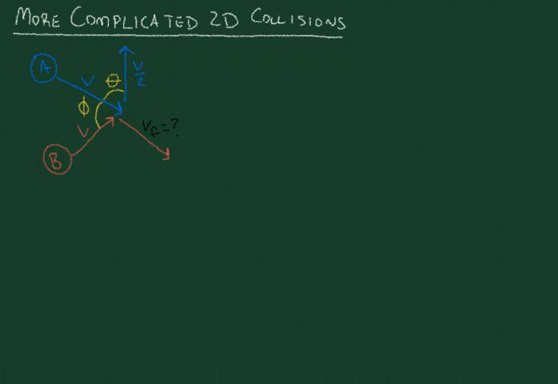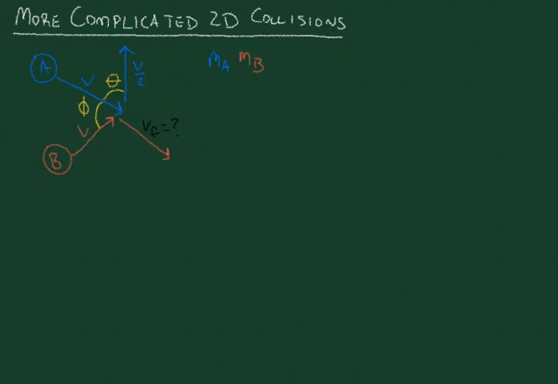So we know the angle that A gets reflected off at, and we know the angle between A and B initially, but we don't know what B final is. And then let's say we also have MA and MB. Okay, so now we're trying to find the final velocity of B.